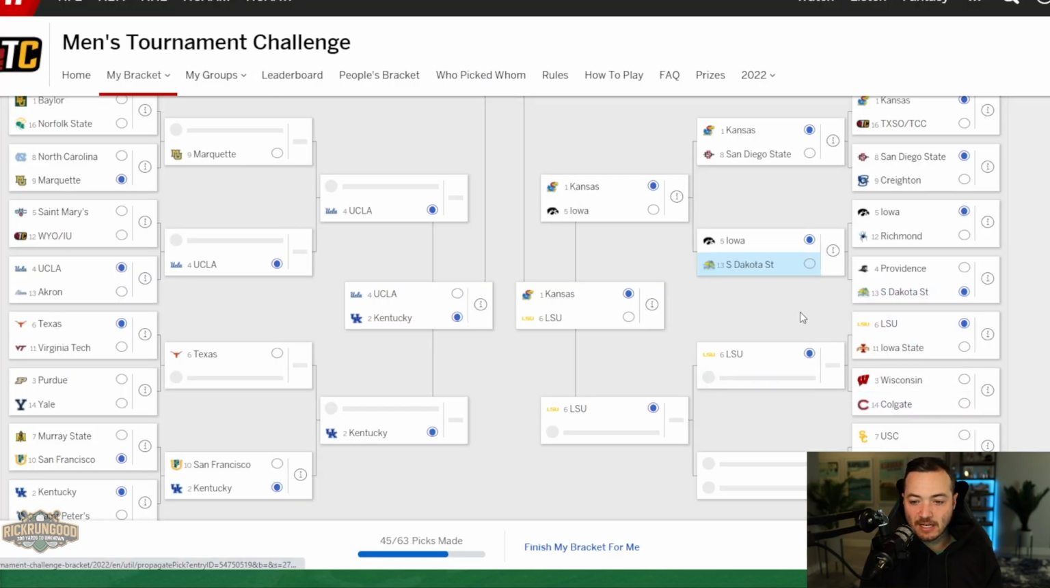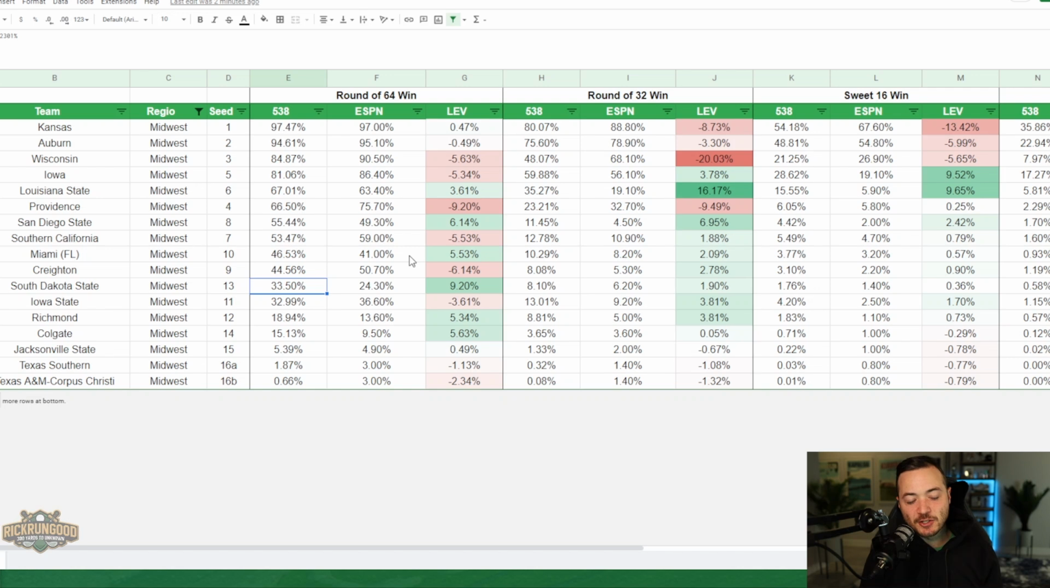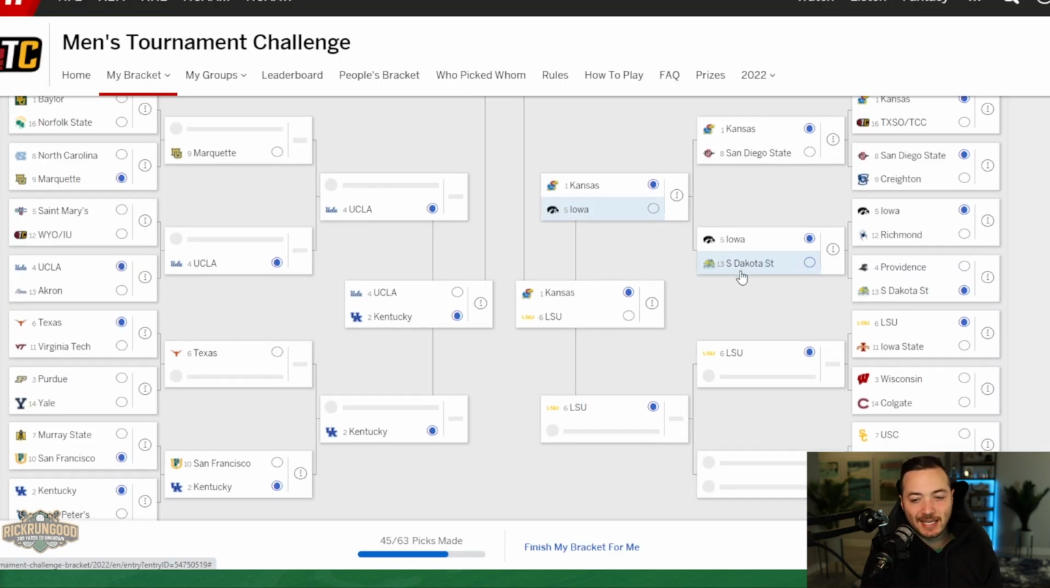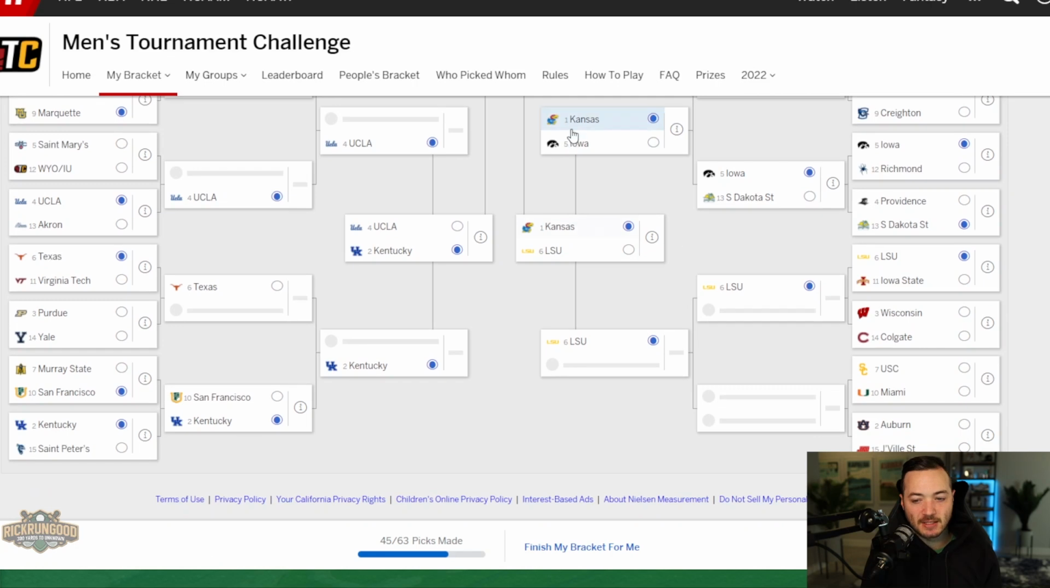Screw it, right? Let's just do it. South Dakota State. I don't love that, but I don't love the other side either. Let me think. It's the biggest leverage spot. It's only 33%. We have them losing in the next round. Let's just take it. If you want to flip to Providence there, I don't mind.